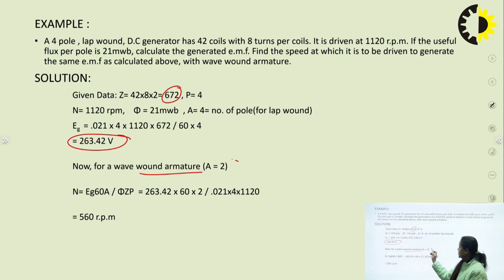The next, if it is a wave wound armature, what will be the speed? So in wave wound, we know A is equal to 2. So by putting all the values in this equation, you will get 560 RPM.